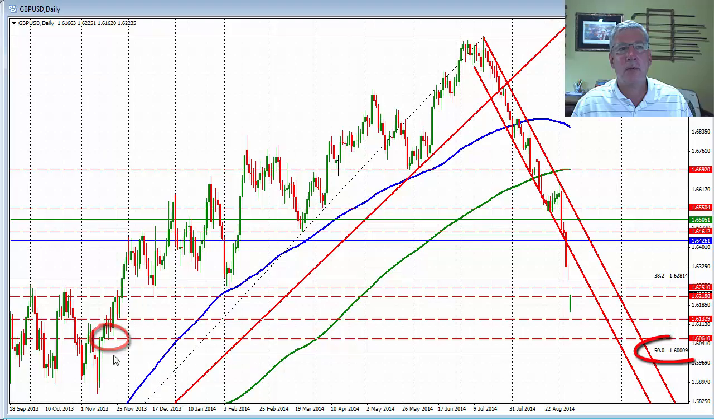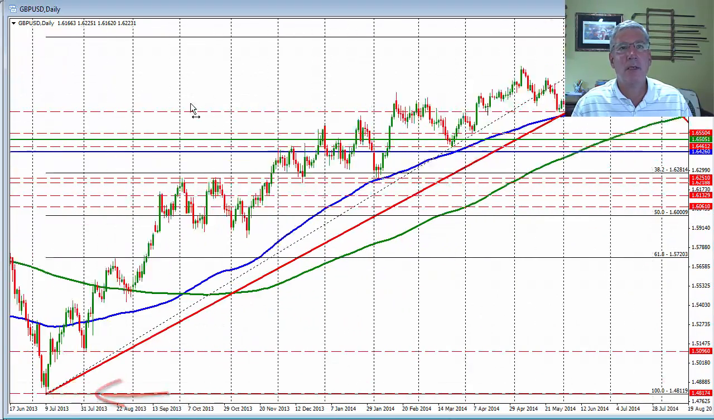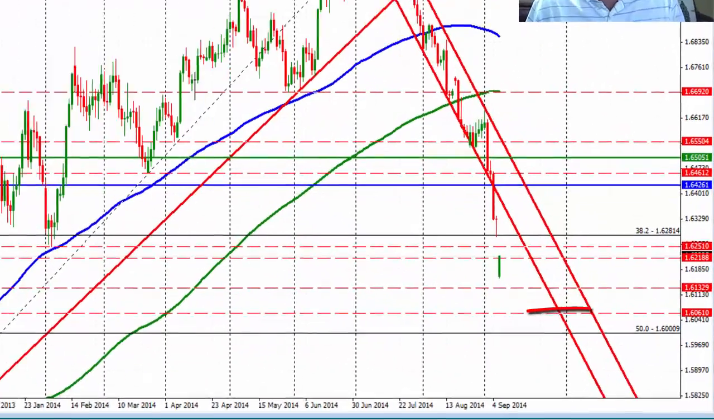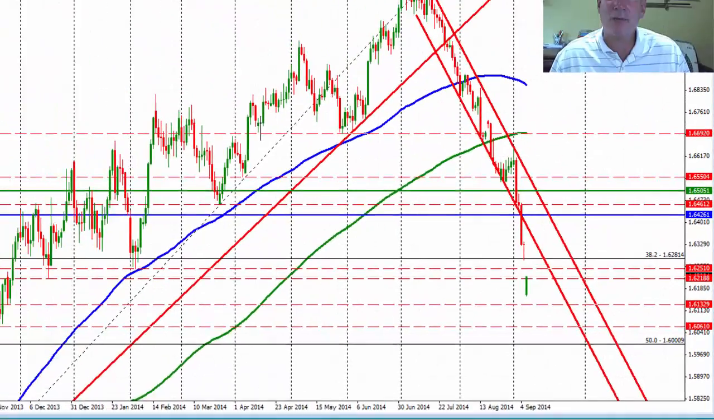But you see this 50% retracement level? That 50% is of the move up from the 2013 low to the high that we saw in 2014. And the 50% level comes in at the 160 level. Yes, 160 level, and a little bit of a fraction of a pip there. That could be where we're going here for the pound if the bias remains to the downside.